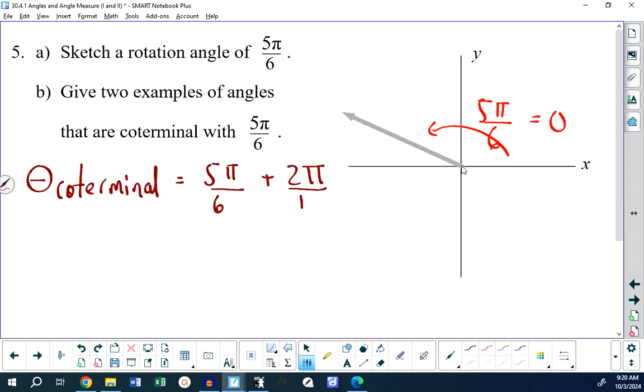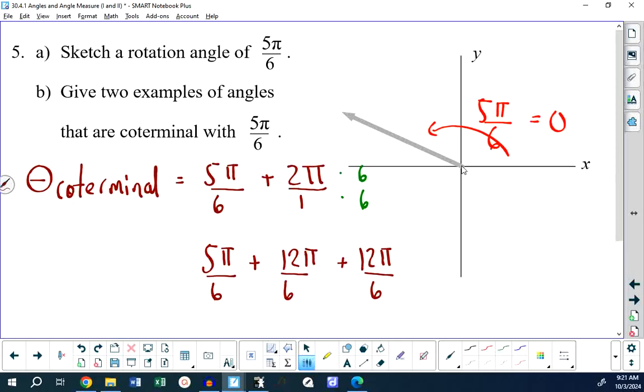You know, I suppose you could think just purely in terms of fractions and say I need a common denominator, so I have to multiply everything by 6. But 5 pi over 6 plus 12 pi over 6, or 5 pi over 6 minus 12 pi over 6, or 5 pi over 6 plus or minus any multiple of 12 pi over 6 is going to give you coterminal.